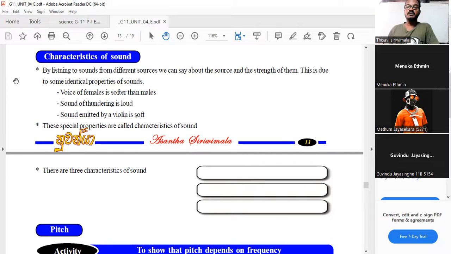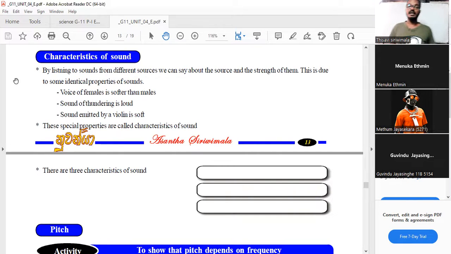By listening to sound from different sources, we can say about the source and the strength of them. This is due to some identical properties of sound. Voice of females is softer than males. It is said like that. They have a higher frequency. We have a lesser frequency. Sound of thundering is loud. Sound emitted by violin is soft. These special properties are called characteristics of sound.